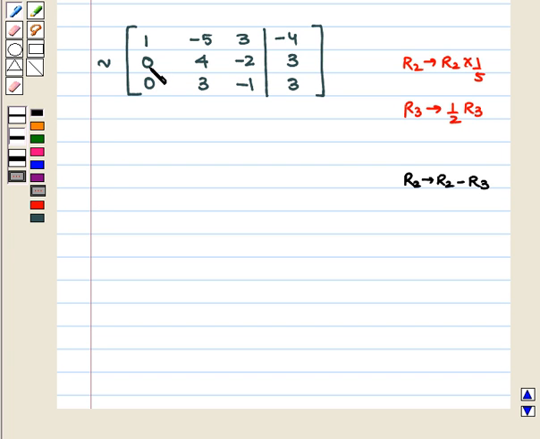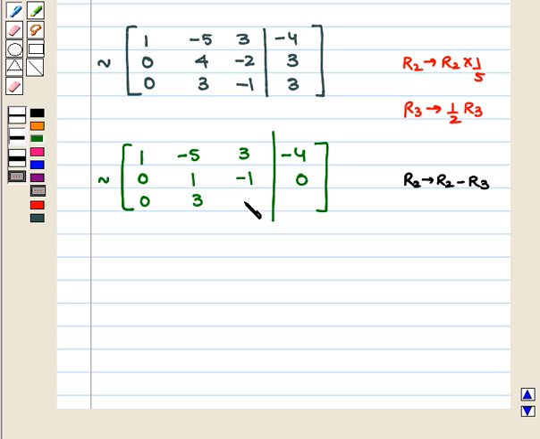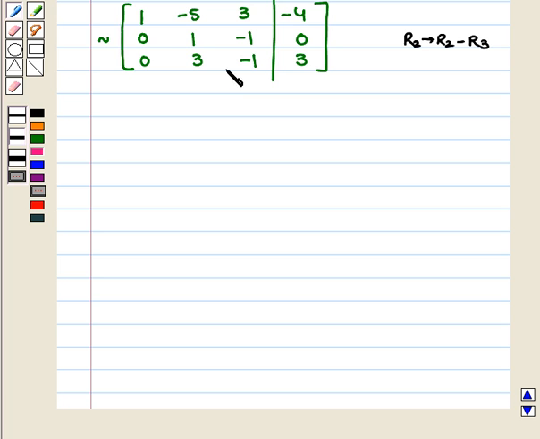Now for row 2, we choose the following operation. We subtract row 3 from row 2. So our matrix becomes, the first row entries are 1, minus 5, 3 and minus 4. The second row entries now become 0, 1, minus 1, 0, and the third row entries are 0, 3, minus 1, 3. Now we have to make the entry below the leading entry of row 2 0.